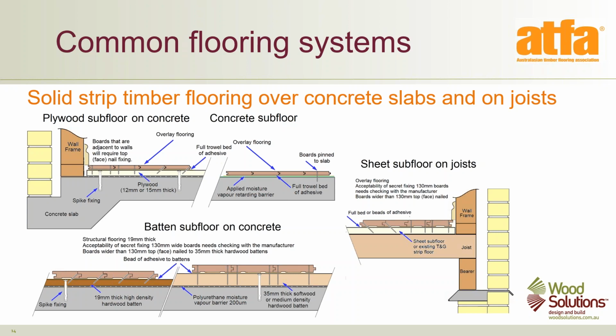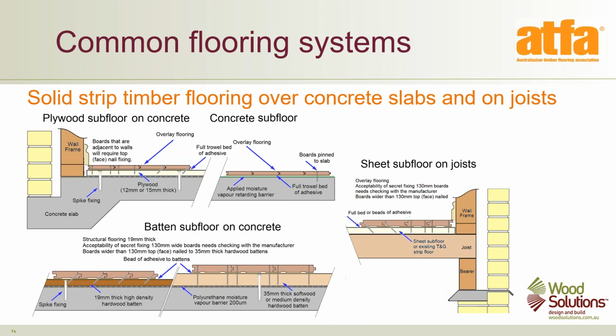Now, some important things there. So the subfloor is the plywood, and so therefore the flooring on top is overlay flooring. Now, you'll see there that the flooring is secret fixed with a trail bed of adhesive, but closer to the wall where they can't get the secret nailer in, they need to top nail those boards, and they'd have putty on top. Now, underneath the plywood, there's a little black line in there, and this is actually a moisture vapor barrier. In this case, it could be an applied one, but in this case, it shows it as being black plastic.